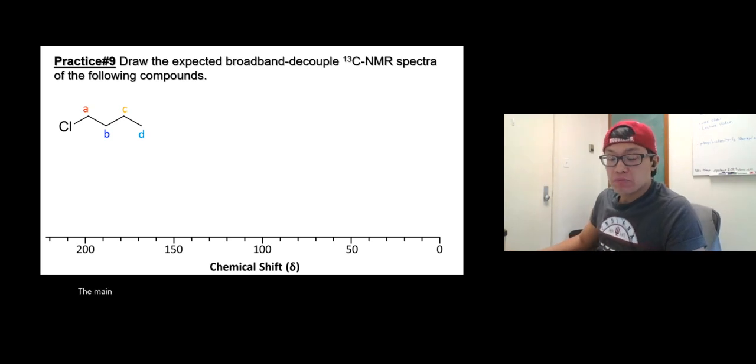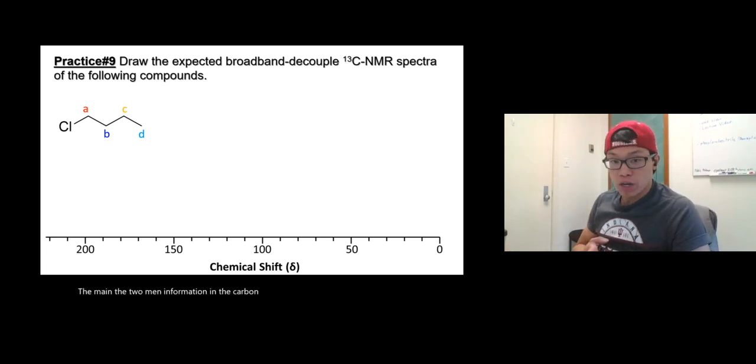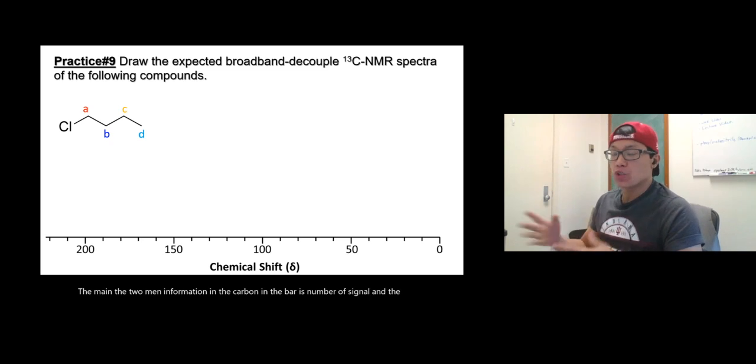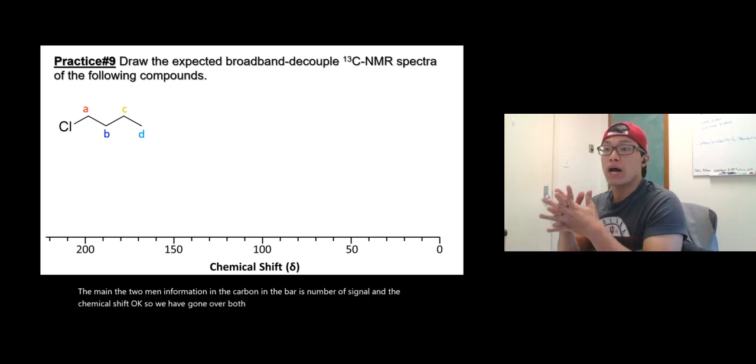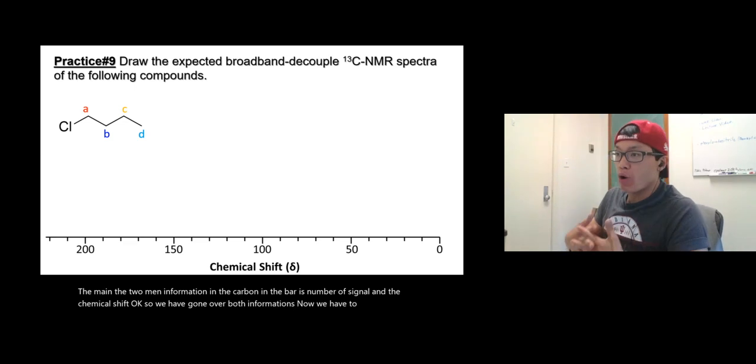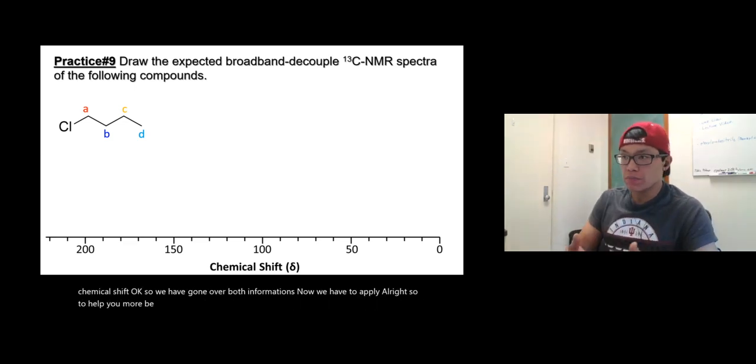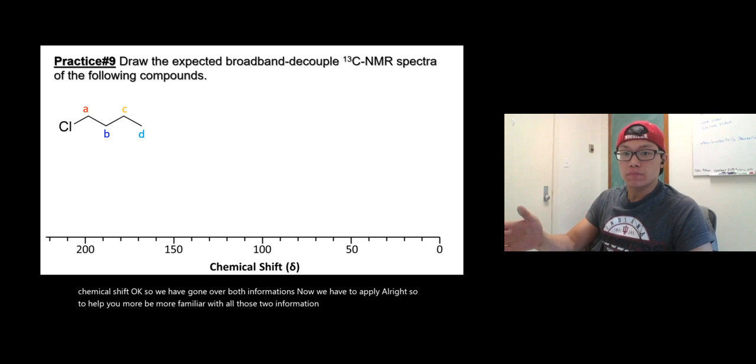The two main pieces of information in the carbon NMR are the number of signals and the chemical shift. Okay, so we have gone over both. Now we have to apply them. So to help you become more familiar with those two pieces of information, let's draw together.